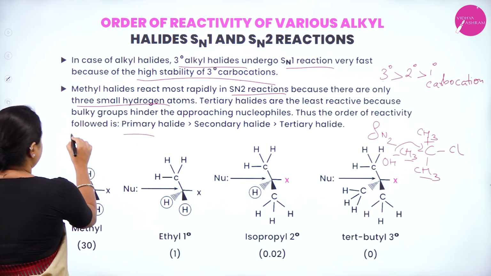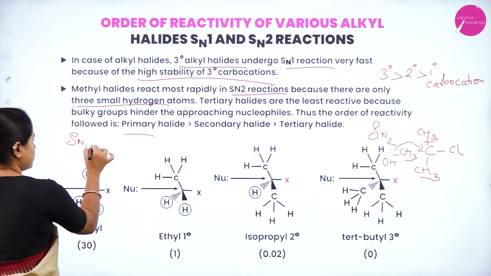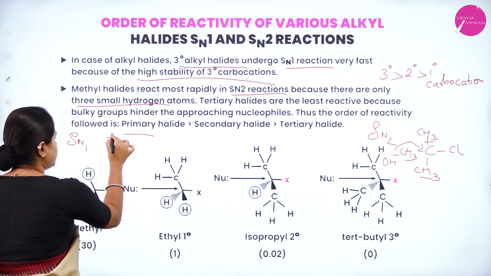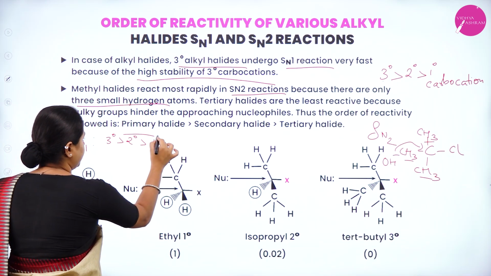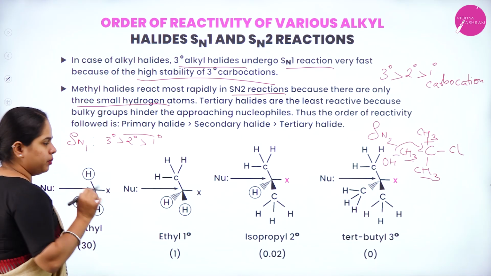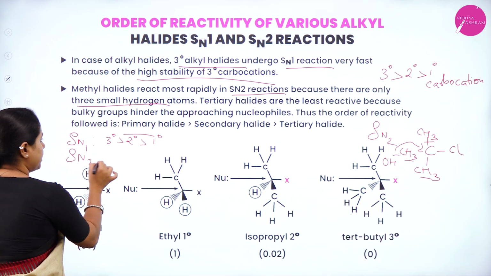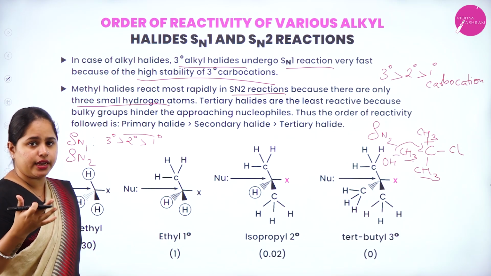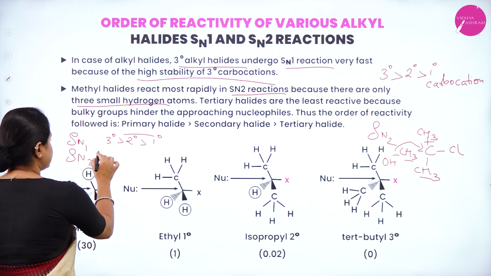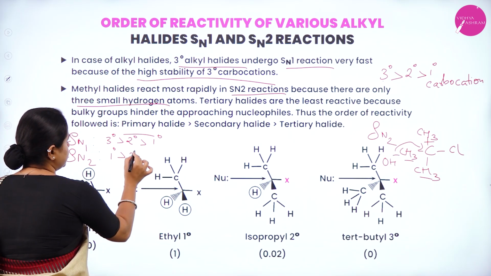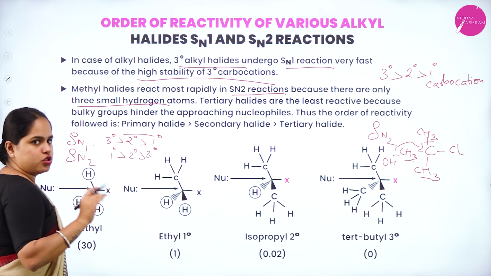So, what you have to remember is that in SN1, the order of reactivity of alkyl halides is tertiary, secondary, primary. That means tertiary alkyl halide will undergo reaction faster. In SN2, it will be primary, secondary and tertiary. So, I hope it is clear.